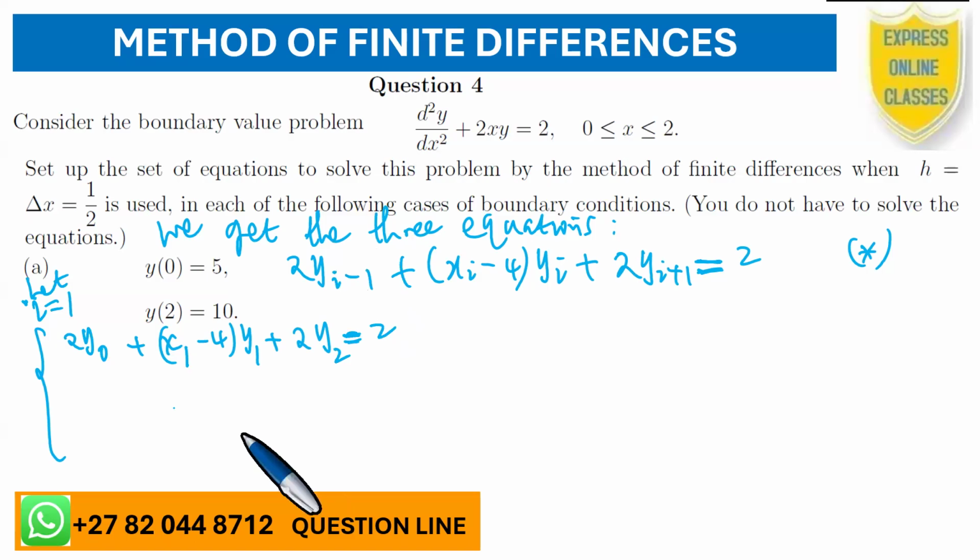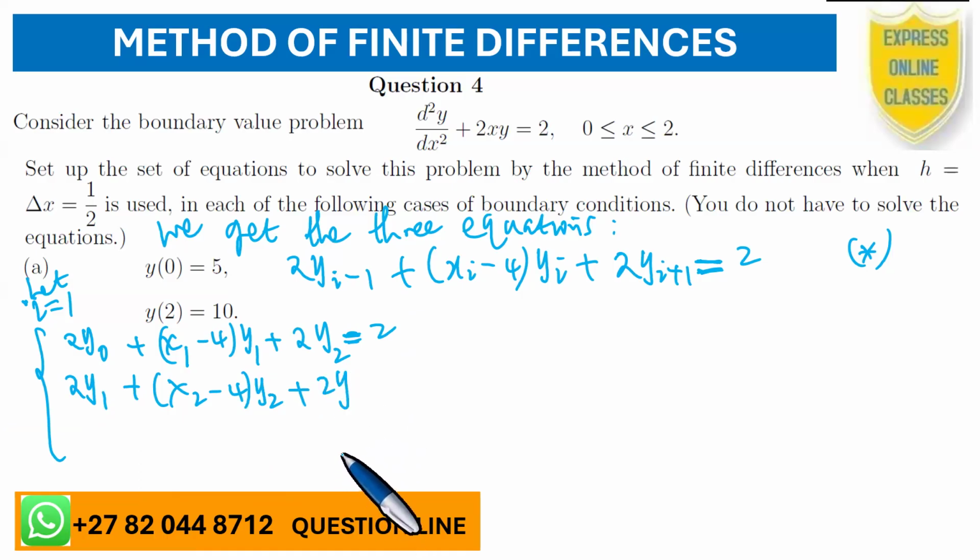Next, we're going to put our i equals 2. So when i equals 2, we have 2 minus 1, which is 1. 2 here, y2 there. And then obviously we're going to continue to analyze that. And then we have 2y3, and the result is still equal to, okay, yeah.